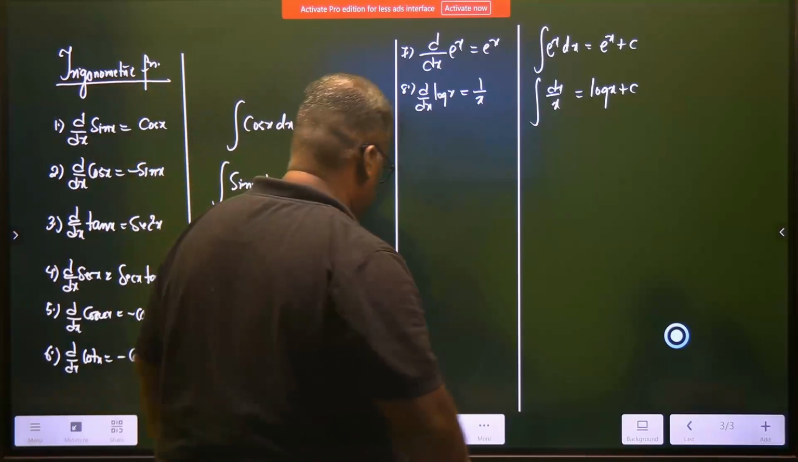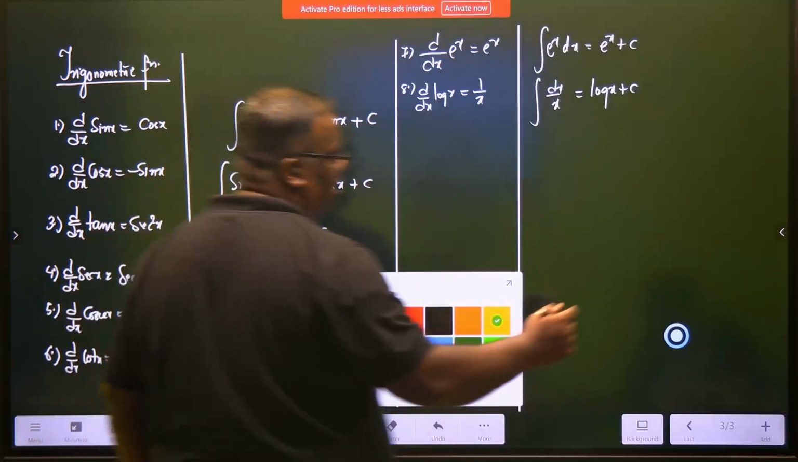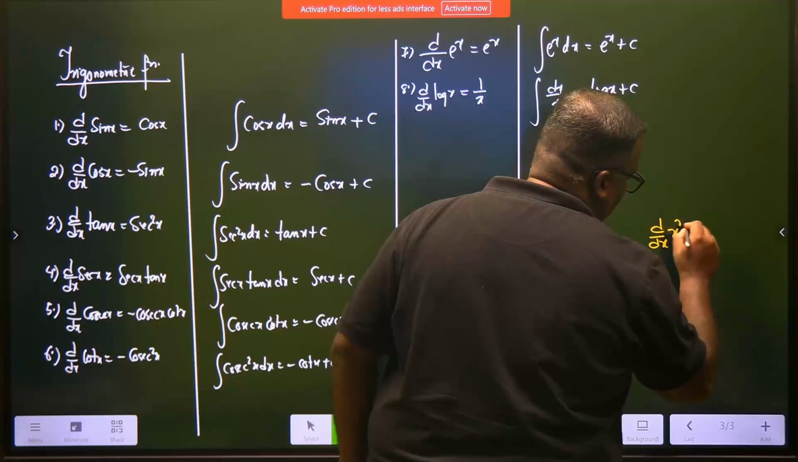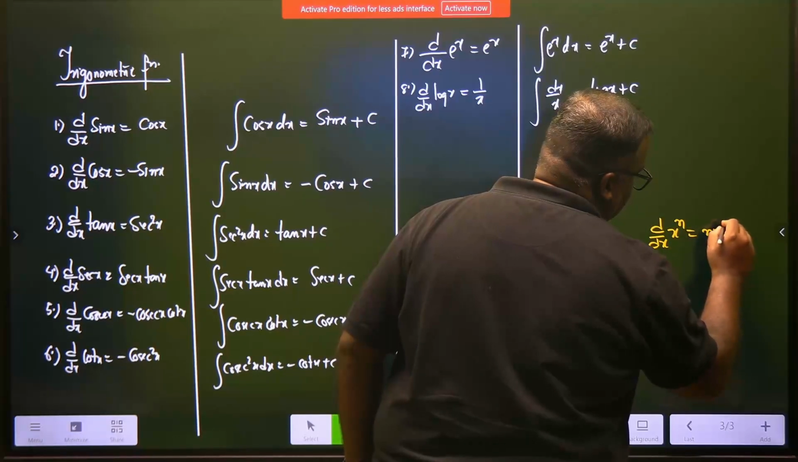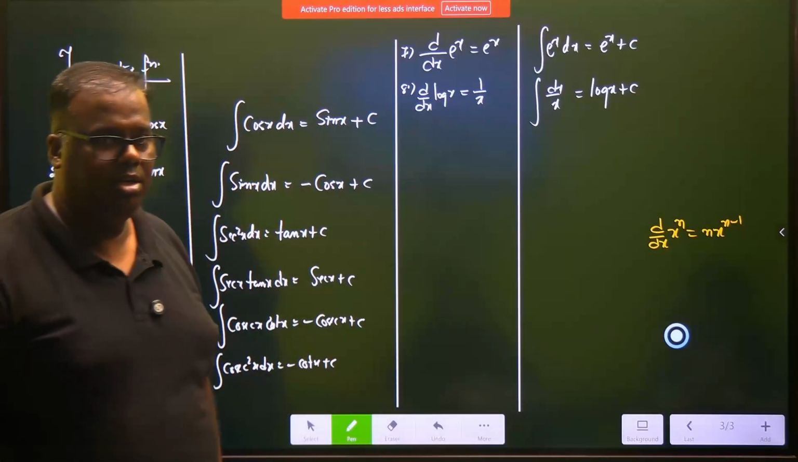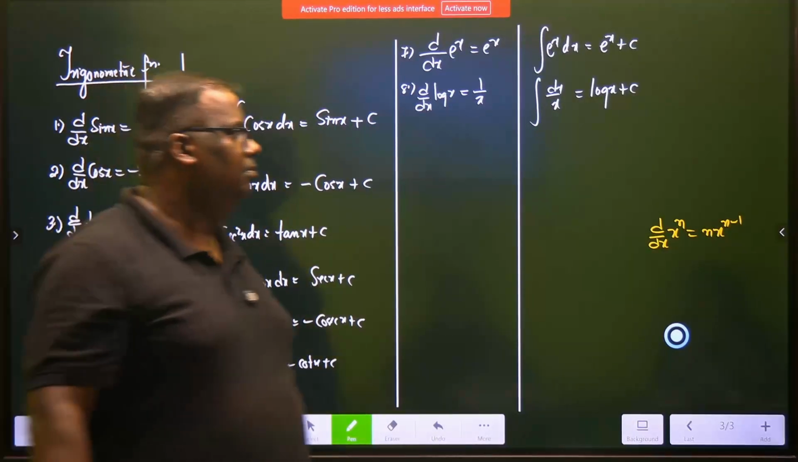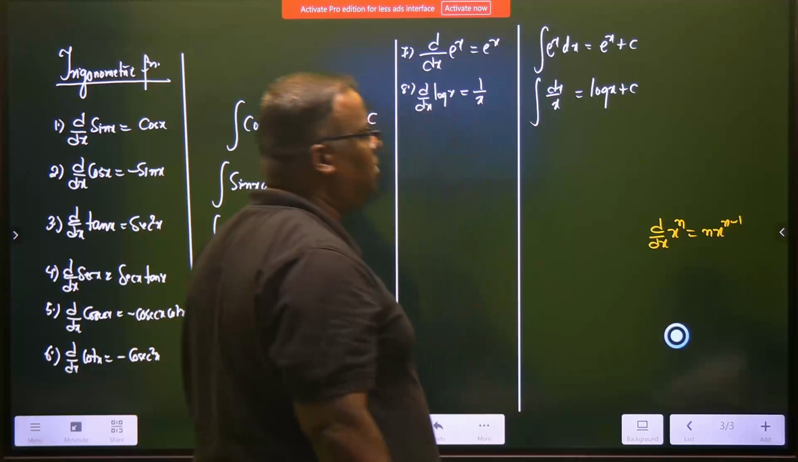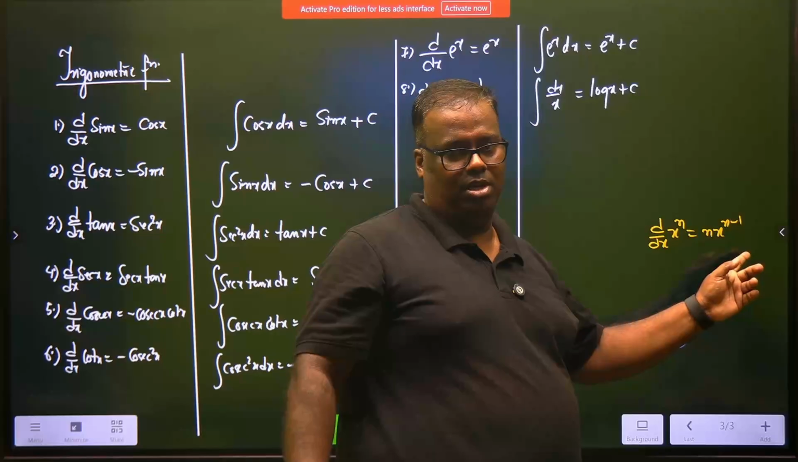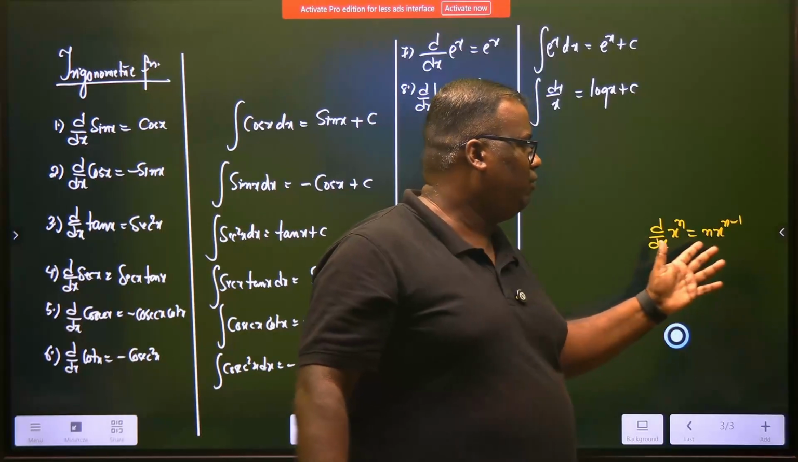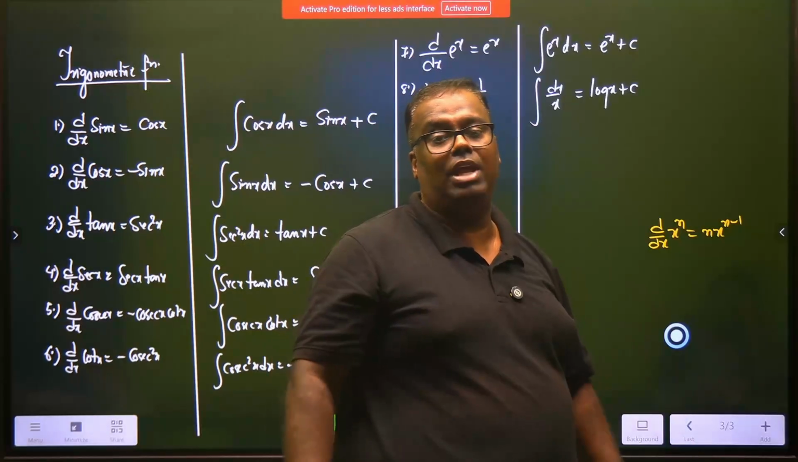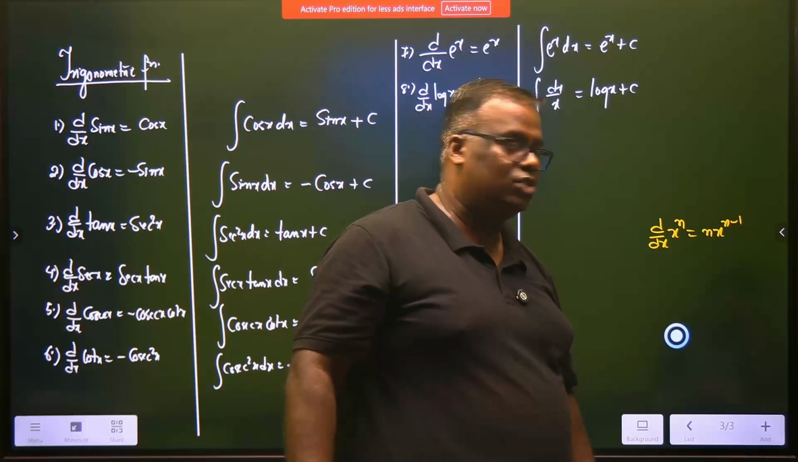This one you need to take some time to understand how we write it. See, d/dx of x to the power n is n x to the power n minus 1. Understood? Now the problem that happens is this is n minus 1. I would like to write a formula with integral x to the power n. Are you getting it? Integral x to the power n.